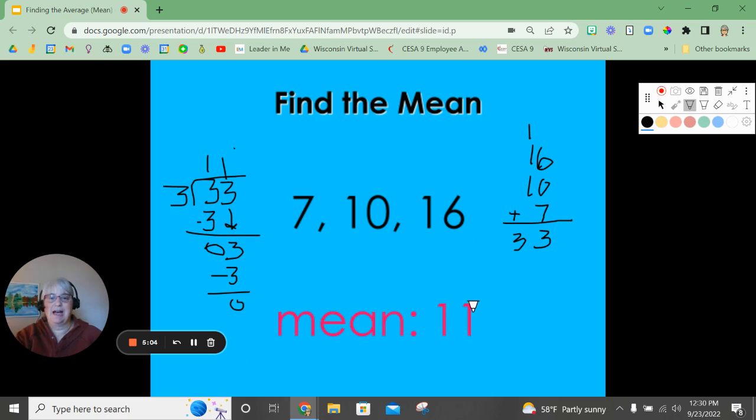All right, this is how you find the mean or average of a group of numbers. I hope it was helpful. We're going to practice this more in class, but you can refer to this video anytime you need to.